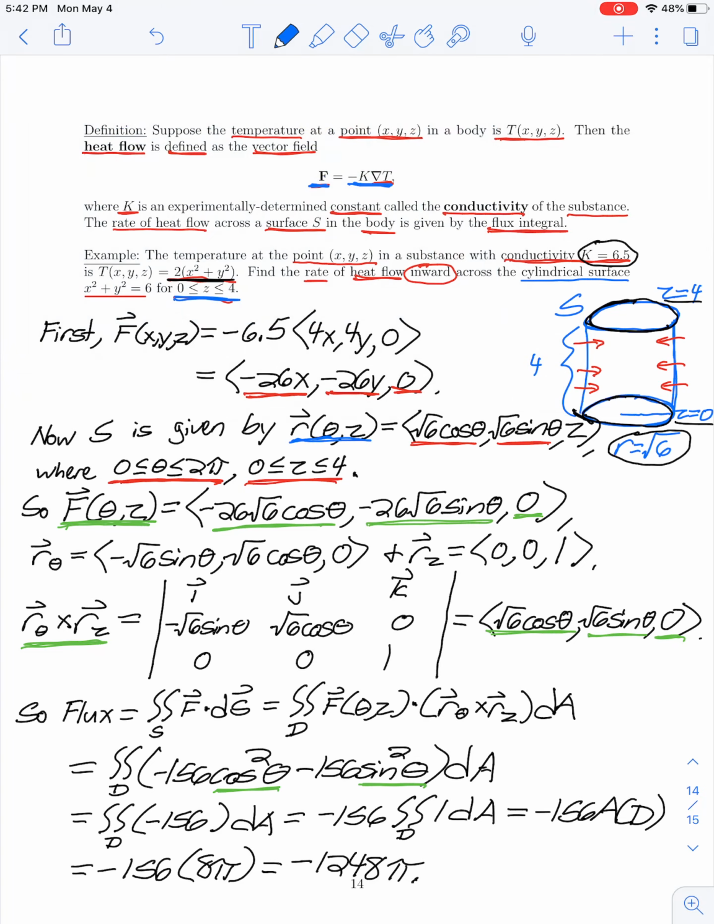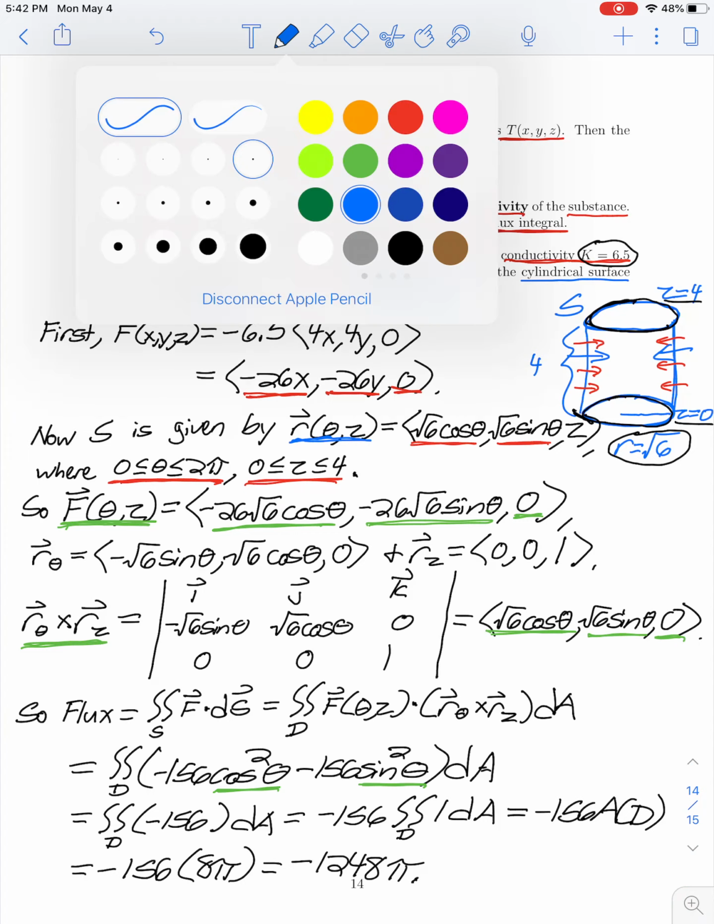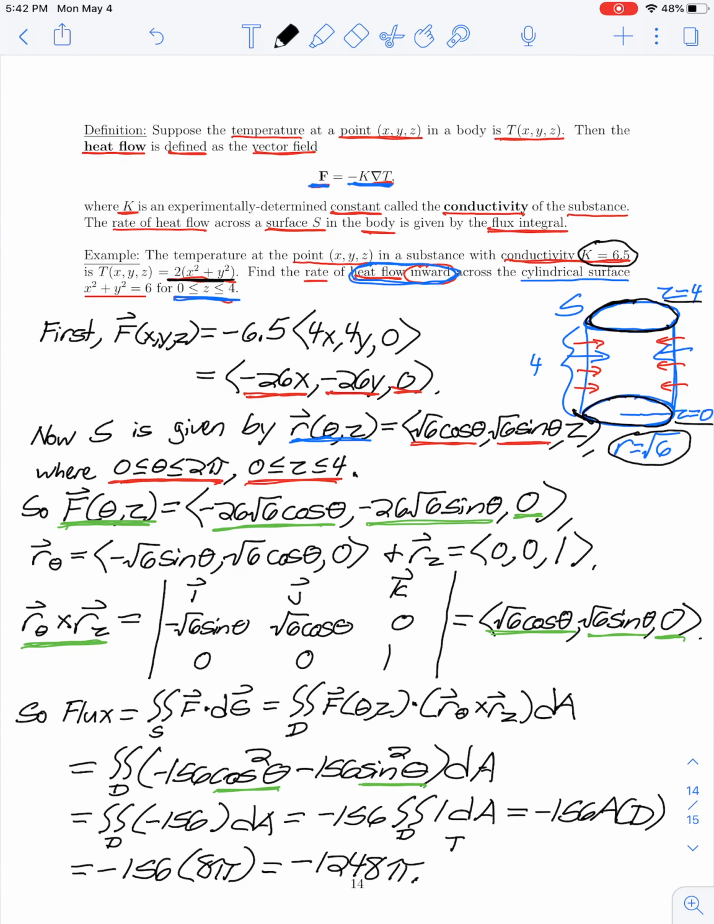Now, one thing that we'd have to be a little bit careful of in this problem is that we were asked specifically for the heat flow inward across our surface rather than the heat flow outward. So remember that all of our formulas for flux that we've been using throughout this section rely on the fact that we're using the positive or outward orientation. So to get this inward orientation across our surface, we just have to change the sign. So here we could say the inward rate of heat flow would be a positive 1248 pi.